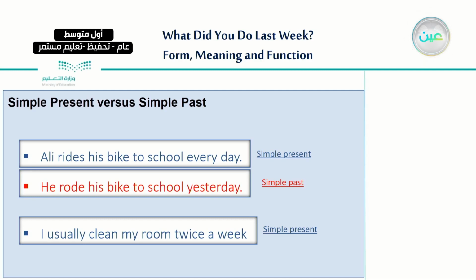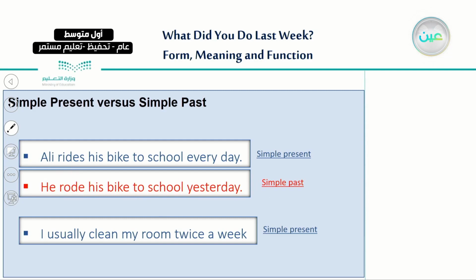So the first one here we have is, Ali rides his bike to school every day. So this sentence is in the simple present. Let's read the sentence in the simple past. Here we are going to say, he rode his bike to school yesterday. So this is in the simple past.